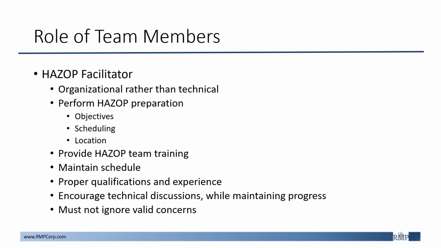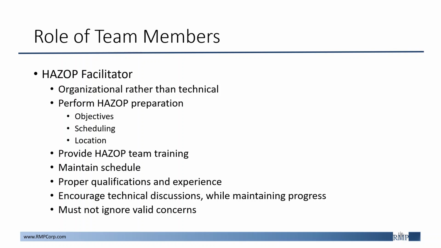The facilitator helps organize the study by performing the HAZOP preparation. Now this includes defining a clear objective so that all invited parties can prepare properly once they become aware of the goal of the study. This also includes scheduling the sessions and inviting the proper personnel so that the time is spent effectively, and defining the location of the HAZOP to ensure that all participants can perform the analysis effectively and that the location provides all necessary amenities and components for the team.